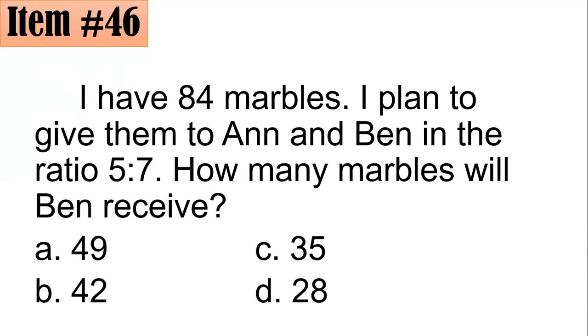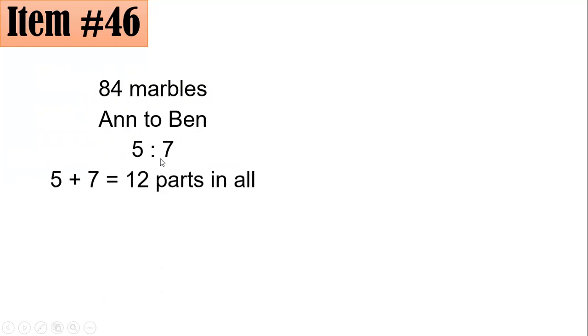So this is an example of a partitive proportion. In these 84 marbles, the ratio of Anne to Ben is 5:7. 5 parts will go to Anne and 7 parts will go to Ben, which means that there are 5 plus 7 or 12 parts in all. But in this case, since there are 84 marbles and there are 12 parts, this means that there are 84 divided by 12 or 7 marbles per part.